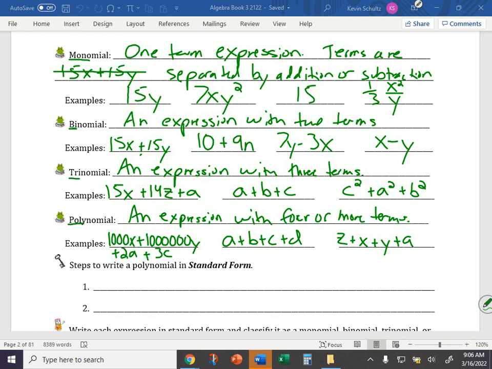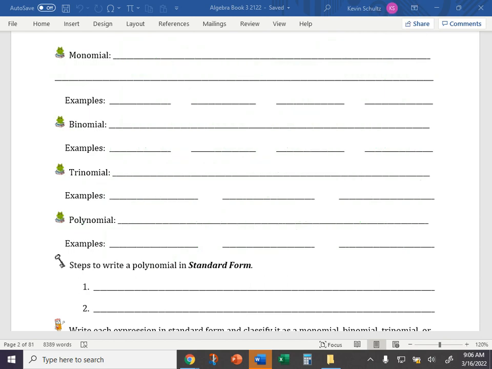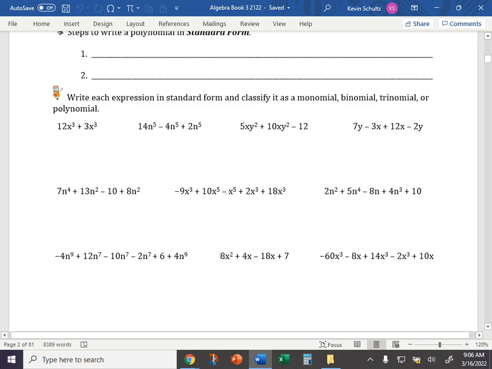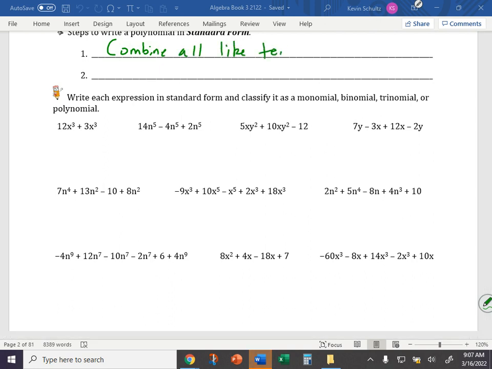Okay. Steps to write a polynomial in standard form, which is what you're going to need to do whenever you have a polynomial as an answer. First of all, you want to combine all like terms. Like we had earlier, that 10 plus 9, we want to combine that first, so that we're getting the most specific, most concise expression possible.